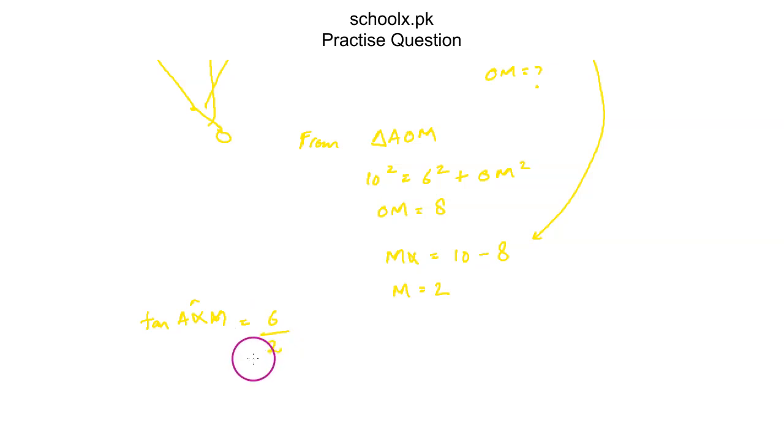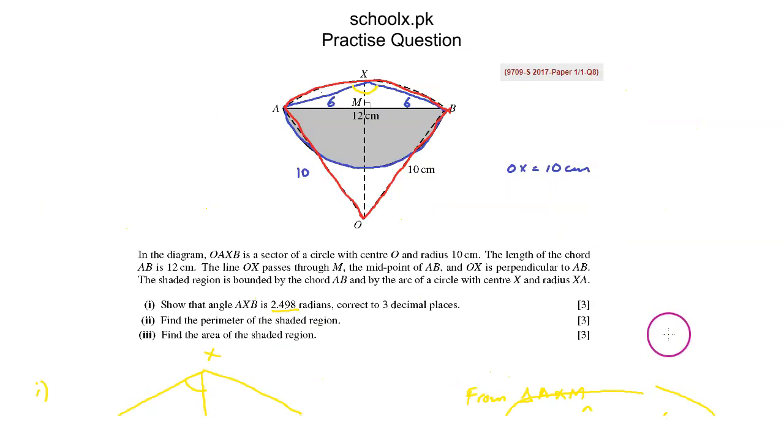Make sure to put your calculator in radian mode because they are asking us to find the angle in radians. So AXM will be tan inverse of 6 by 2, which is 1.249. And we know that angle AXB is twice that of AXM. AXM is 1.249. If I multiply 2 into 1.249, we get 2.498 radians. So we have proven that angle AXB is 2.498 radians.